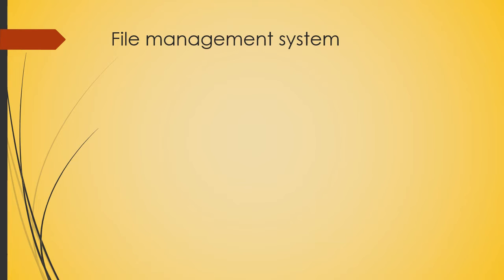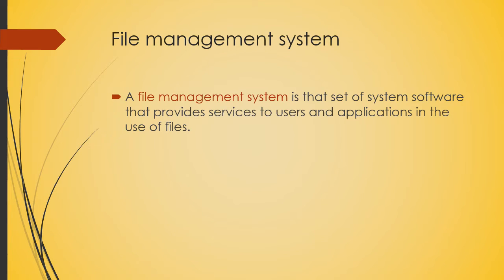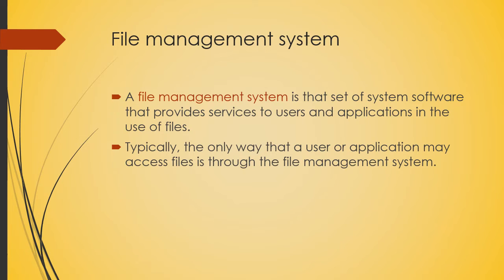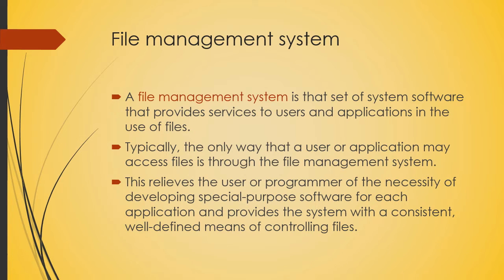File management system. A file management system is that set of system software that provides services to users and applications in the use of files. Typically, the only way that a user or application may access files is through the file management system. This relieves the user or programmer of the necessity of developing special purpose software for each application and provides the system with a consistent, well-defined means of controlling files.